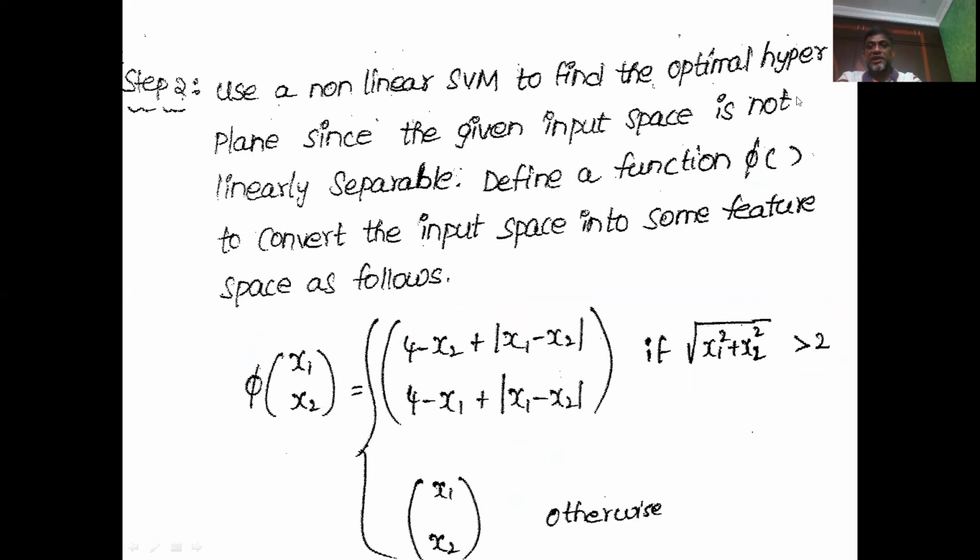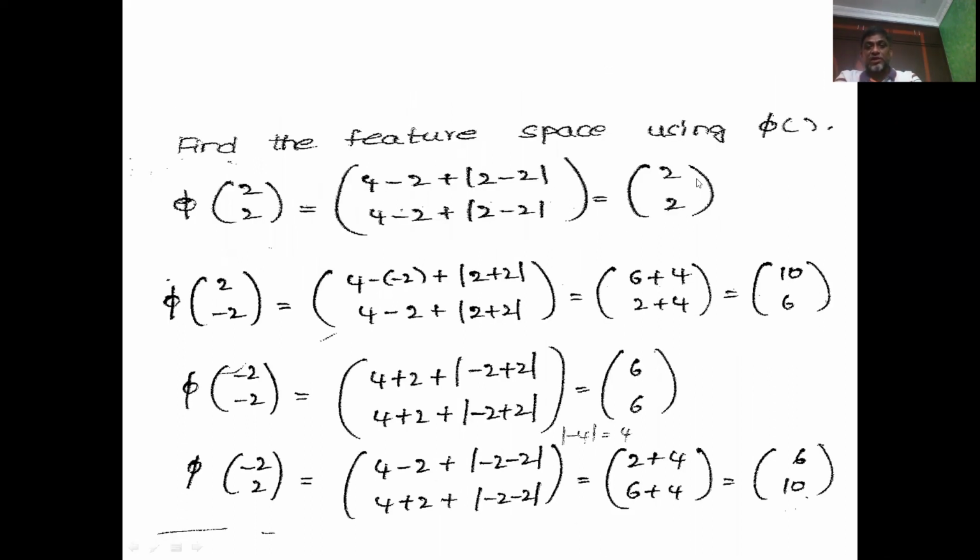There are some predefined functions also available, starting with the radial basis functions, and the kernel functions are also available. For our problem, we are picking this example: 4 minus x2 plus |x1 minus x2| for x1 if the square root of x1 square plus x2 square is greater than 2. Otherwise, we'll pick x1, x2 as the same, the original point. We use this formula to convert our input space into feature space.